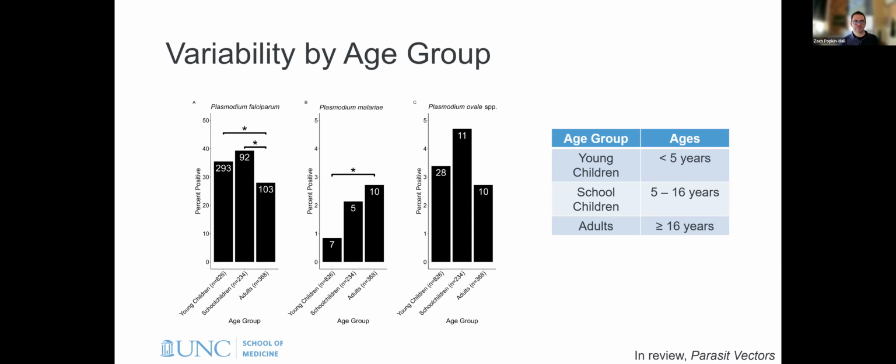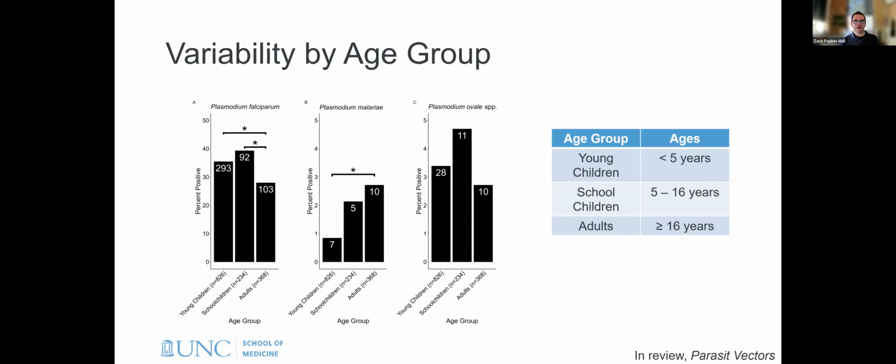The difference between the school children and the young children is not significant, but we do see the same trend that we saw before, where the school-age children tend to have the most, and then children generally have more than adults do, which again, for falciparum, is well established in the literature.